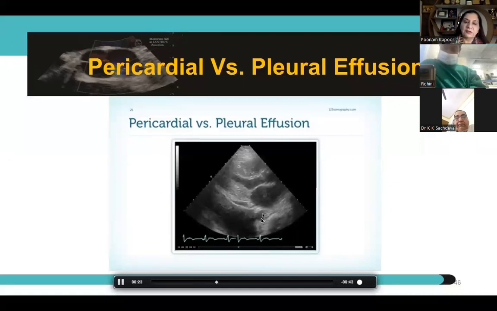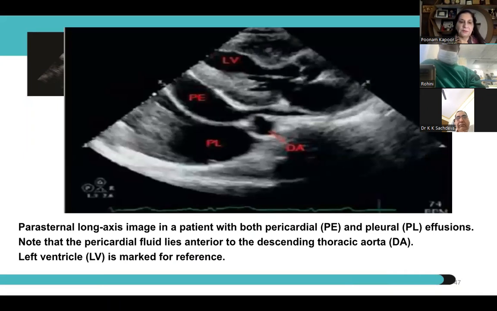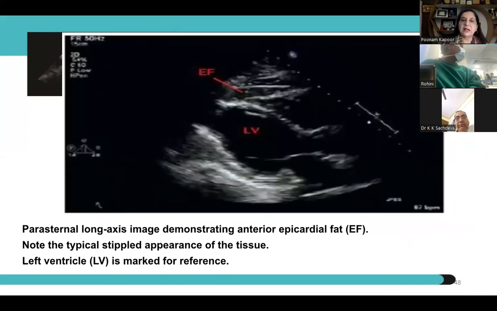Now, this descending thoracic aorta suggests this is a massive left pericardial effusion. This is the small pleural effusion. This is the small pericardial effusion. And this patient needs a pericardiectomy for its control. So this is the same one where I'm just delineating the descending thoracic aorta.